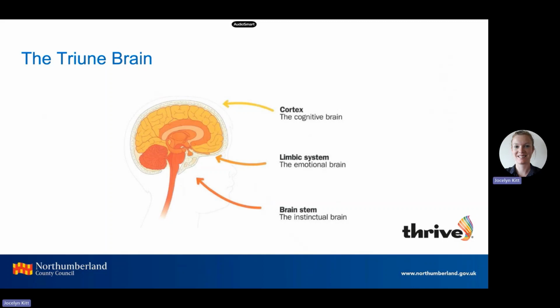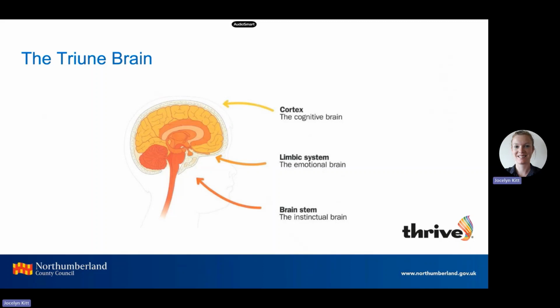We're going to move on to talking about brain development. We're going to talk about the triune brain. This splits our brain into 3 parts, and we'll consider how and when each of these develops and the effect this has on our emotional regulation system.